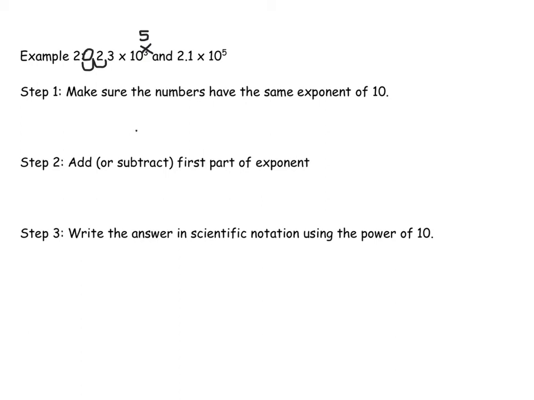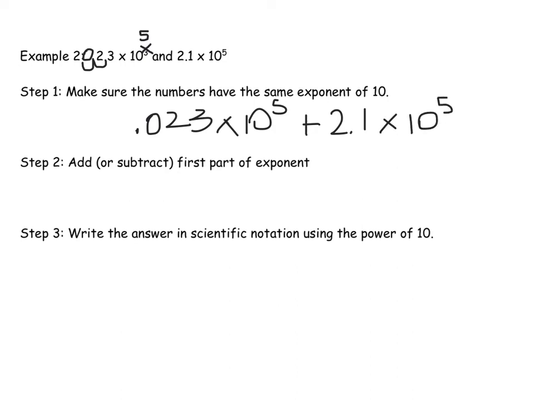So I'm going to add the numbers 0.023 times 10 to the fifth plus 2.1 times 10 to the fifth. Once you have the exponents the same, you can add the numbers, or subtract if it's a subtraction problem. You can add the numbers in front.